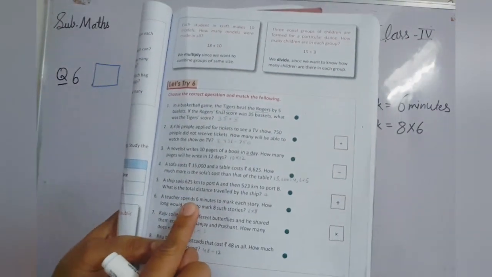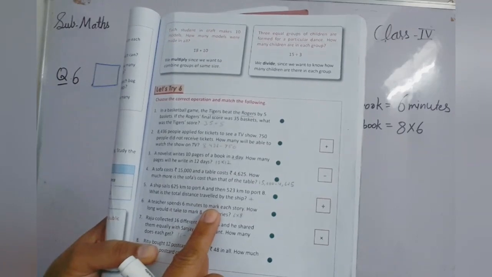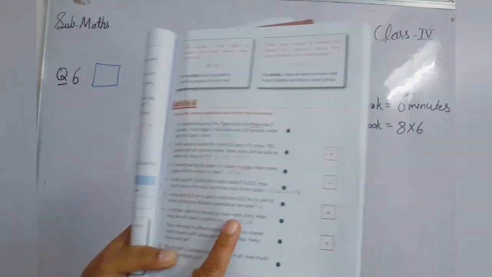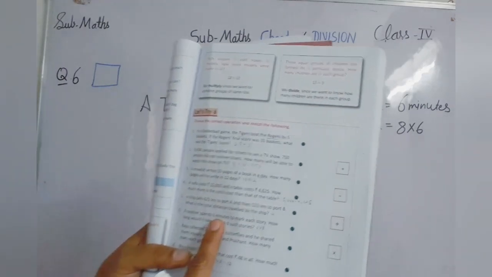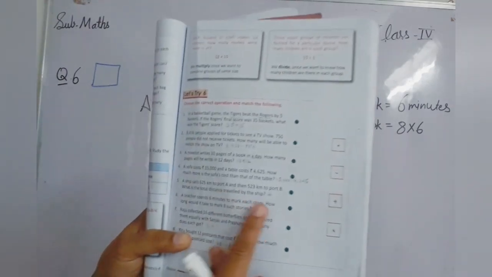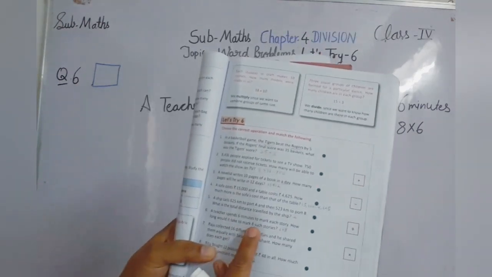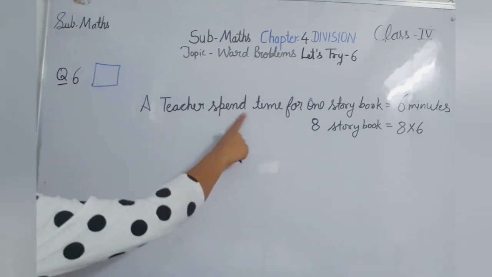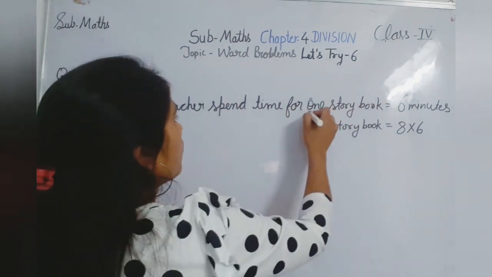A teacher spends 6 minutes to mark each story. Each story means for one story, how many minutes is she taking? 6 minutes she is taking to mark one story. How long would it take to mark 8 such stories? So let's see here. A teacher spent time for one storybook.